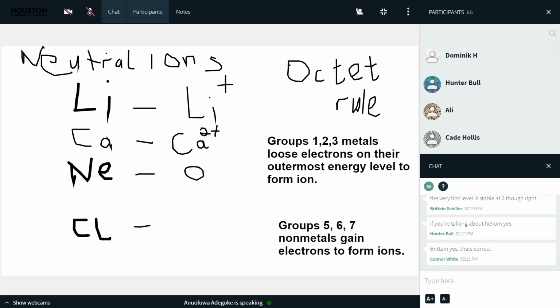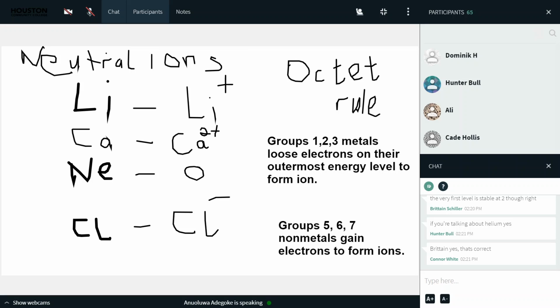How we know how many electrons chlorine will gain is to just subtract 8 minus 7, which is 1. So chlorine only needs 1 electron to obey the octet rule. Because electrons are negative, when chlorine gains that electron, it becomes Cl minus. So chlorine forms a -1 charge. Not only chlorine, did you see all those elements in group 7? All of them form a -1 charge.